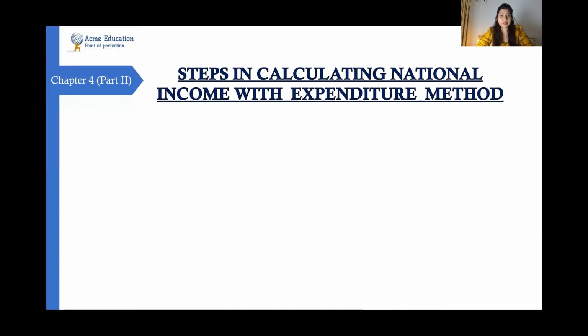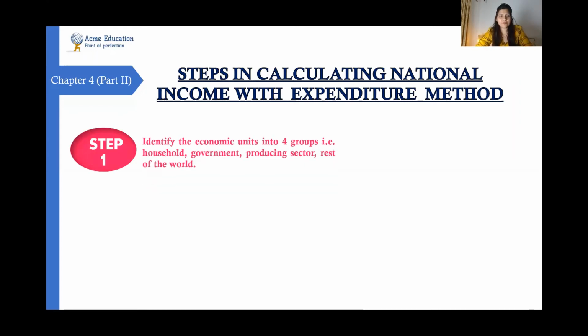Moving to the steps in calculating national income with the help of the expenditure method. Step number 1 says, identify the economic units into 4 different groups, and this time the groups are household, government, producing sectors, and the rest of the world. This step is again just a theoretical step. In practice, while you are solving a sum, you don't need to do this step.